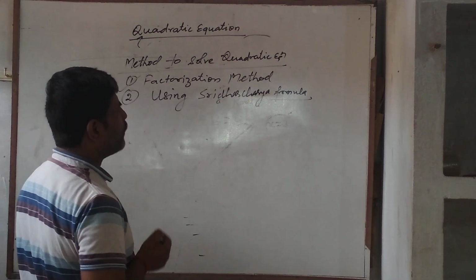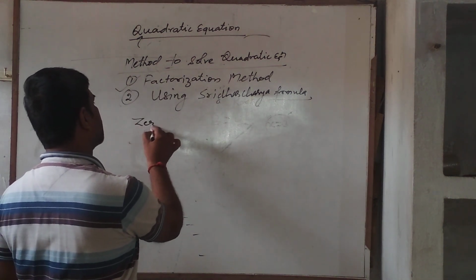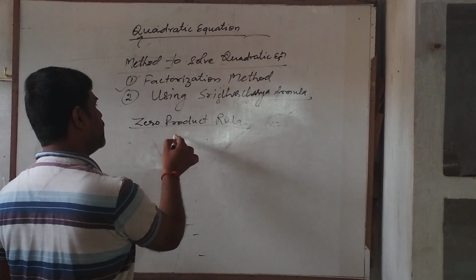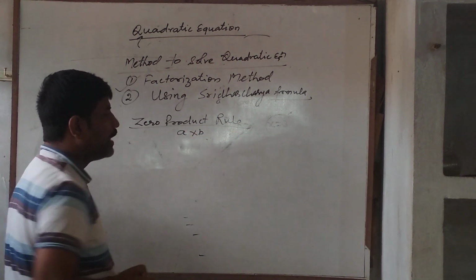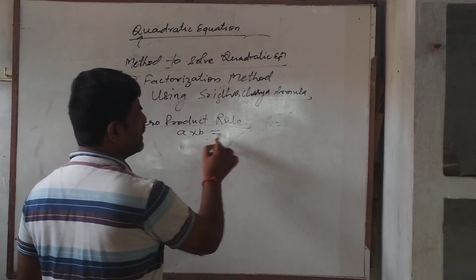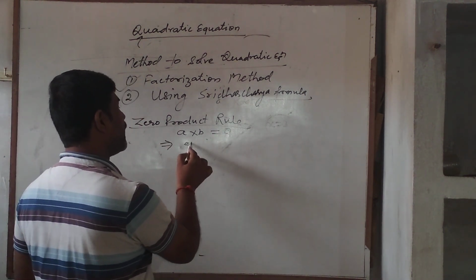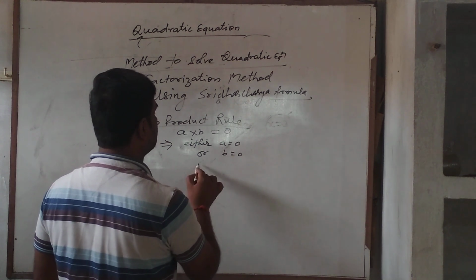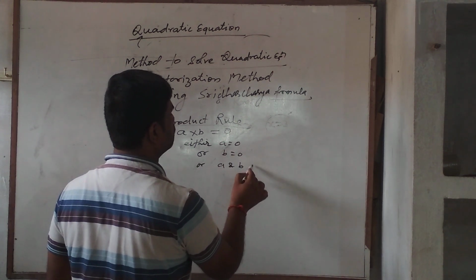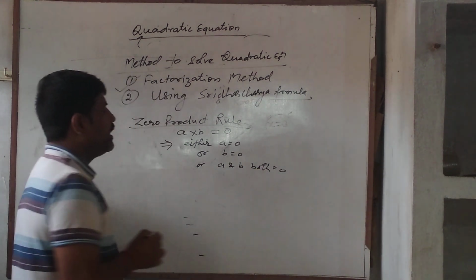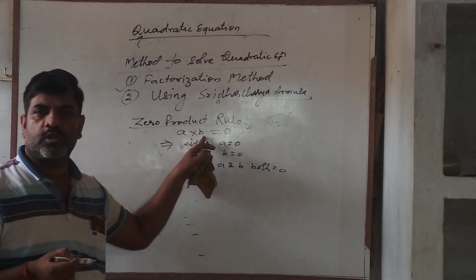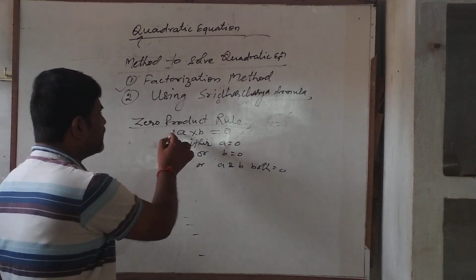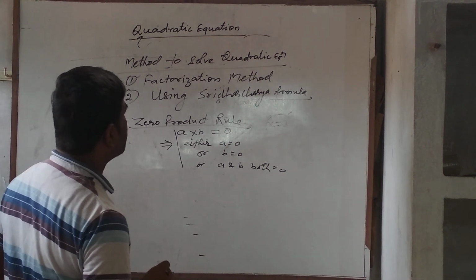Before starting the factorization method, we must know the zero product rule. The zero product rule is: if there are two numbers a and b, and they are multiplied together and the result is 0, this implies either a equal to 0 or b equal to 0, or a and b both are 0. Three cases can be there. If a is 0, then their product is 0. If b is 0, then the product will be 0. And if a and b both are 0, then also the product will be 0. So this concept will be used to find the solution using the factorization method.